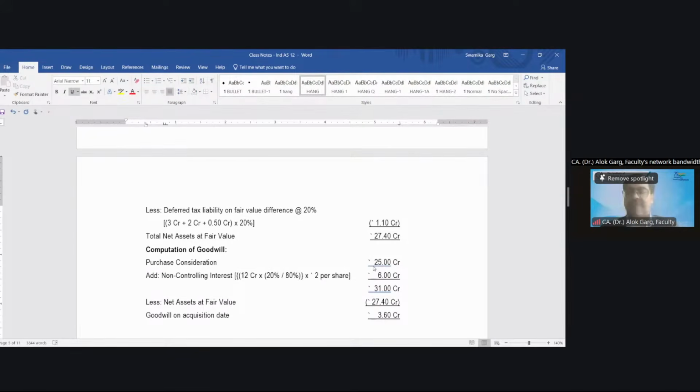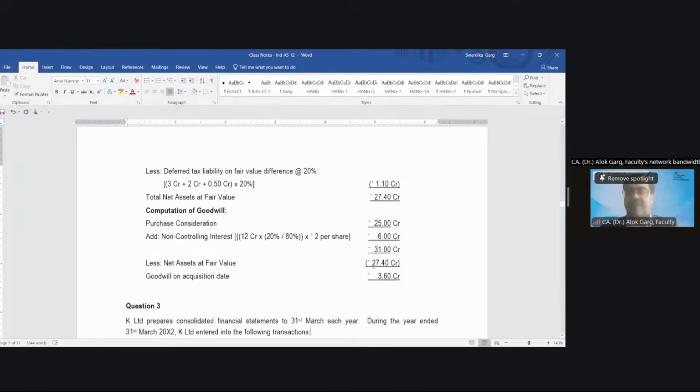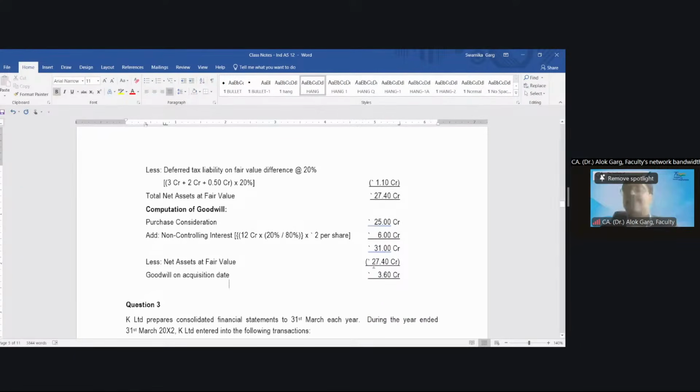And my net assets at fair value is 27.4 crore. What is my goodwill on the acquisition date? It is 3.6 crore. 3.6 crore is my value of the goodwill. Right? Any question on this? Is that clear to everyone? This question we have also covered in our full class. Okay.